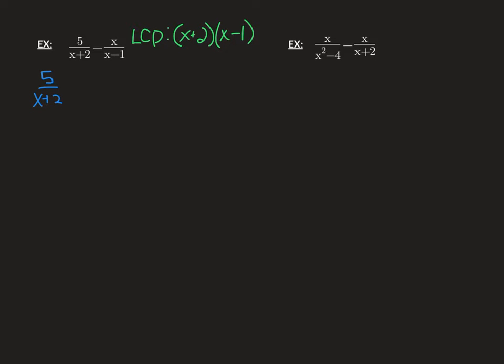Well, I need to multiply this one by x minus 1 over x minus 1. If I multiply by 1, am I changing the problem any? I'm not changing the problem any. So now I can go back and I can subtract x over x minus 1. But what do I need to multiply this fraction by? What's missing from the denominator? That's right, x plus 2. So I need to multiply both top and the bottom by x plus 2 over x plus 2.